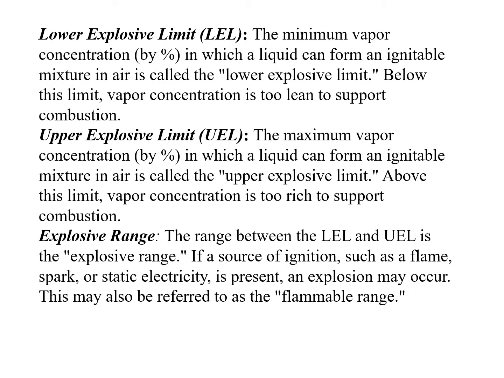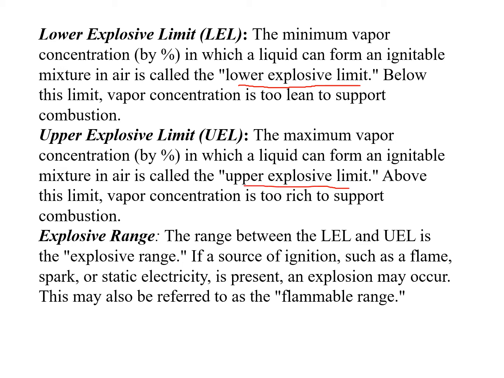So this slide is very important, as it will give us an idea about at which temperature, and in which situation, an explosion happens, or if there are different chemicals. For instance, the minimum vapor concentration by percentage in which a liquid can form an ignitable mixture in air is called the lower explosive limit. There are two types of limits: lower explosive limits as well as upper explosive limits.